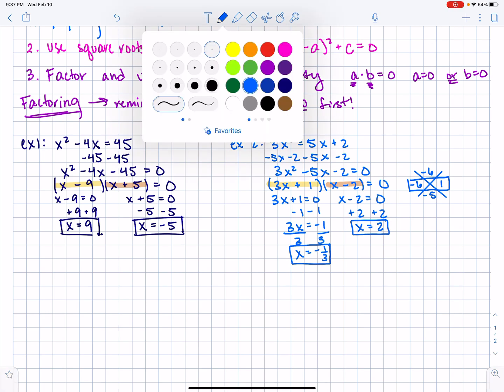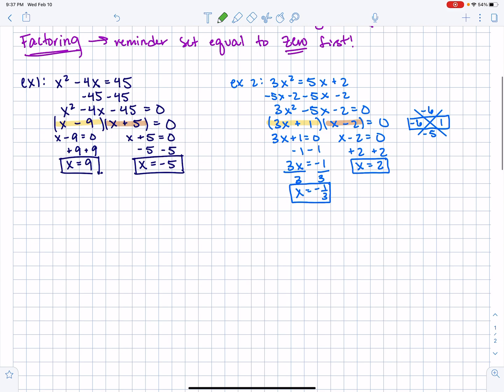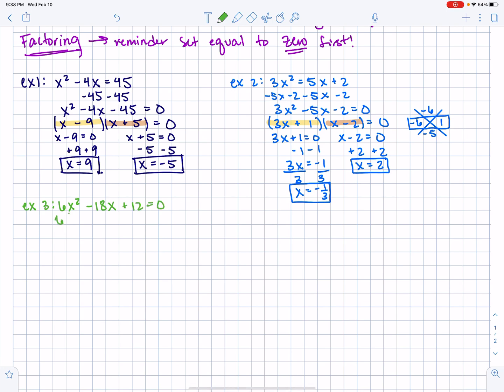Okay, and just as a reminder with your graphing ones, you do always want to look for your GCF just to make it a little bit easier for you. Throw one more example on here for you. Example 3, just a quick one. 6x squared minus 18x plus 12 is equal to 0. And I just want to show you that when you pull out your 6 here as your GCF, so x squared minus 3x plus 2 equals 0, that this becomes a whole lot easier to factor.